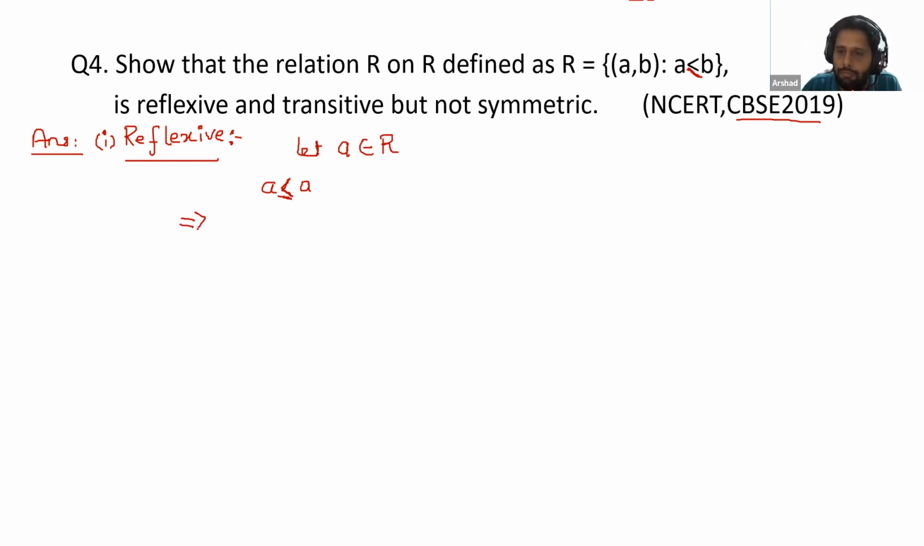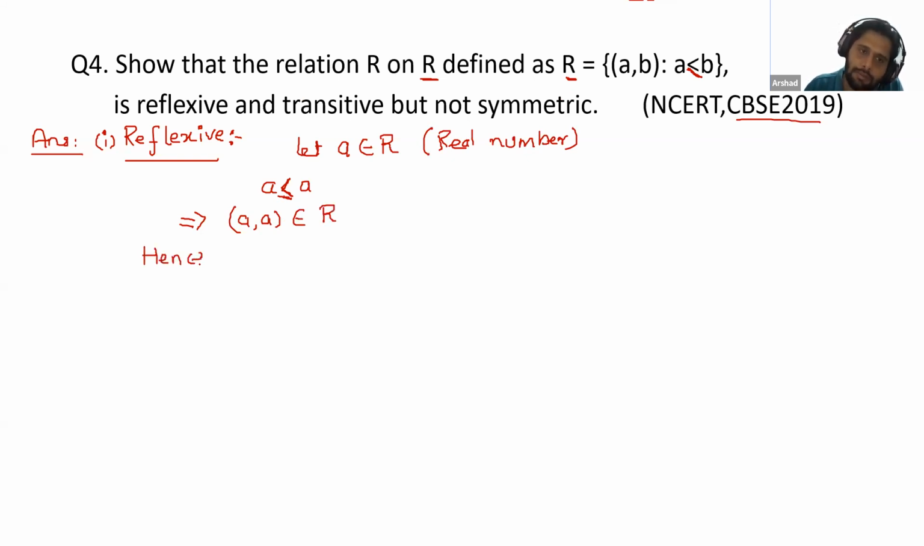Whose question is this? Fahd, yes. In this case, we have R as the real numbers, and they have denoted the relation with R also. So in the bracket we will write real number. Now A is less than equal to A, so this implies A comma A belongs to the relation R. Hence, relation R is reflexive. I hope this is clear to everyone.